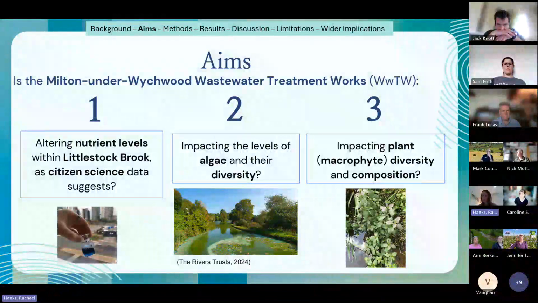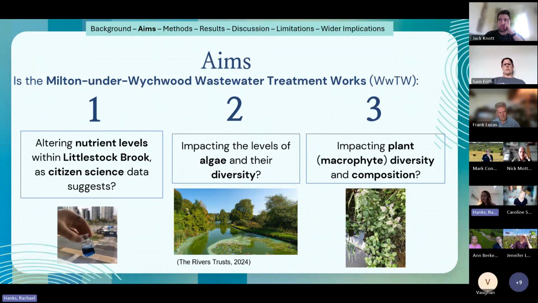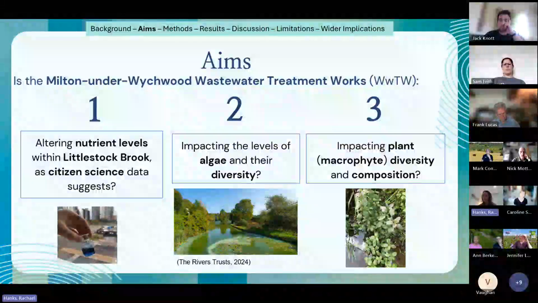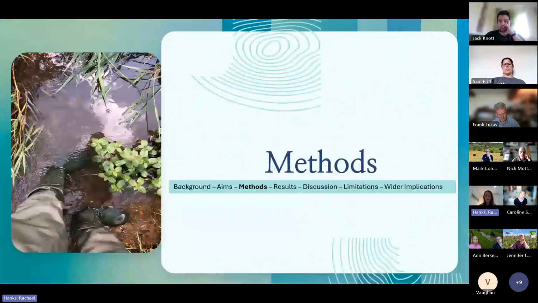So the aims of my investigation in particular was to see whether it was altering the nutrient levels, which citizen science data has suggested, and I carried out a secondary analysis of John Pratt's citizen science data as well, to see if it agreed with my findings. See if it was impacting the levels of algae, so that's both phytoplankton, so microscopic algae, which should indicate algal bloom risk, and also macroalgae on a kind of diversity scale, and also if it was impacting plant diversity and the composition, so what species were around.